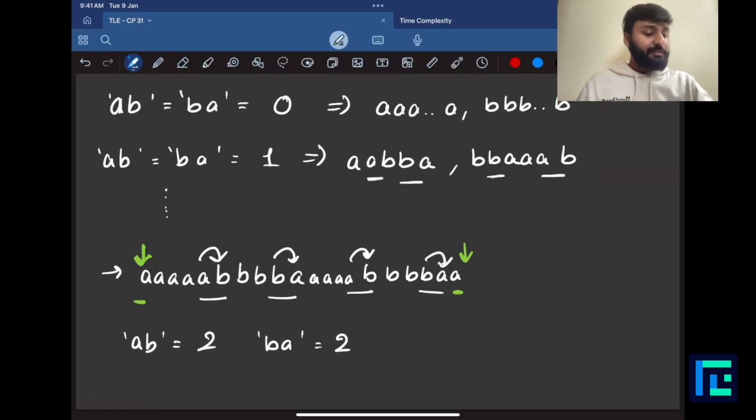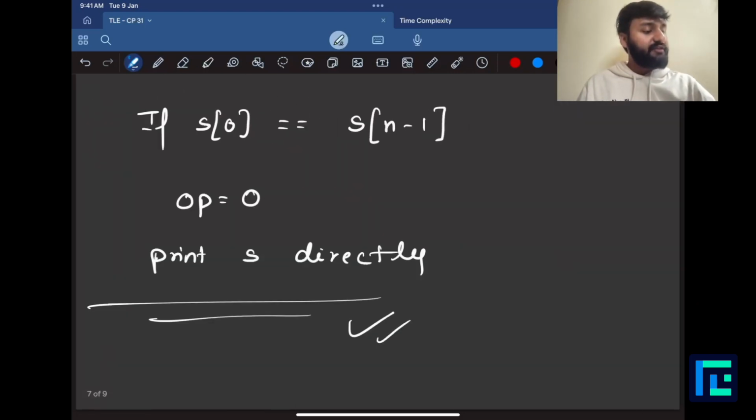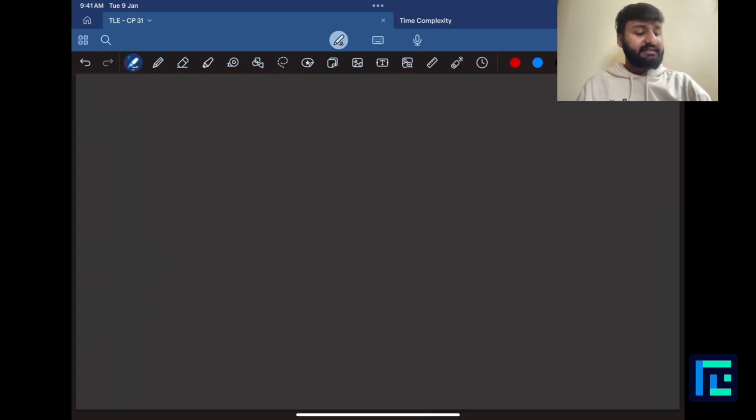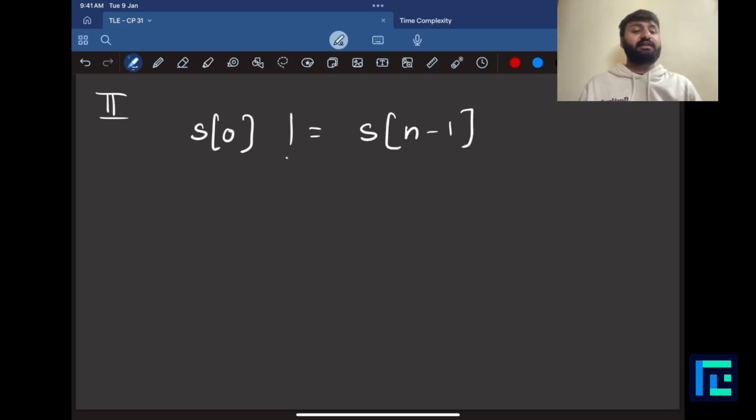All right. Which means if we term this as our first case, we are obviously left with just a different case, that is the second case. What if S of 0 was not equal to S of n minus 1? As in, what if the last and the first letter were not the same?